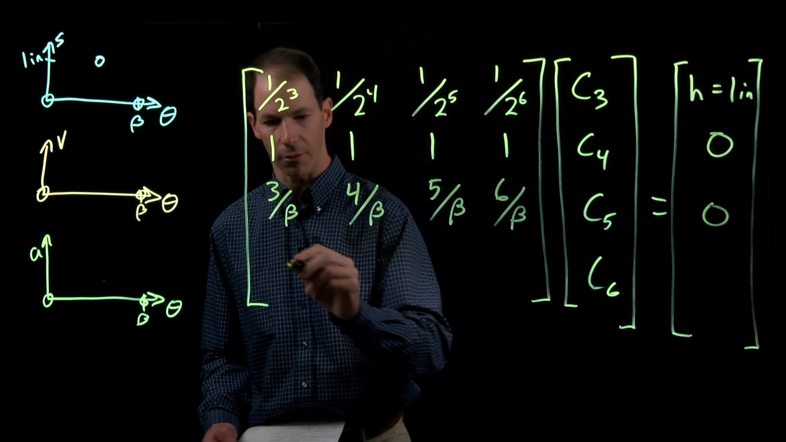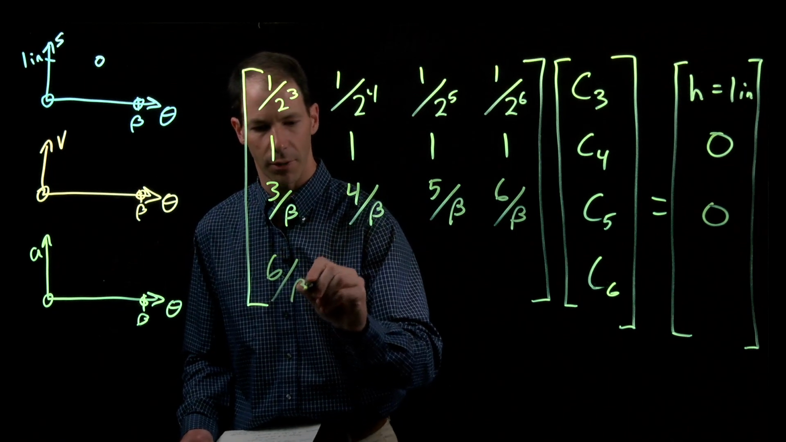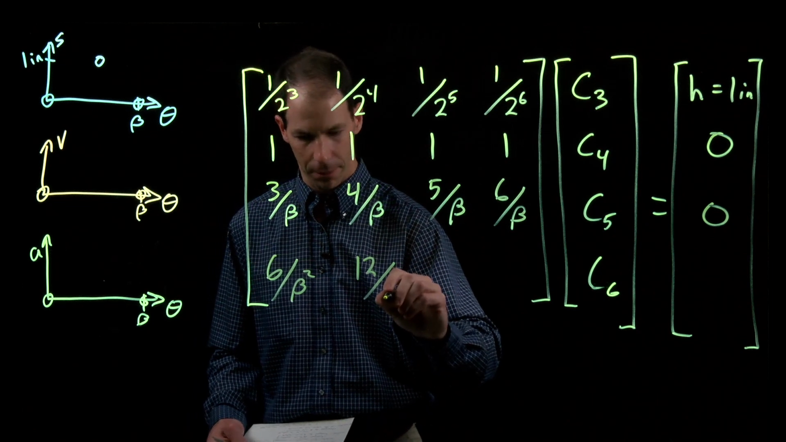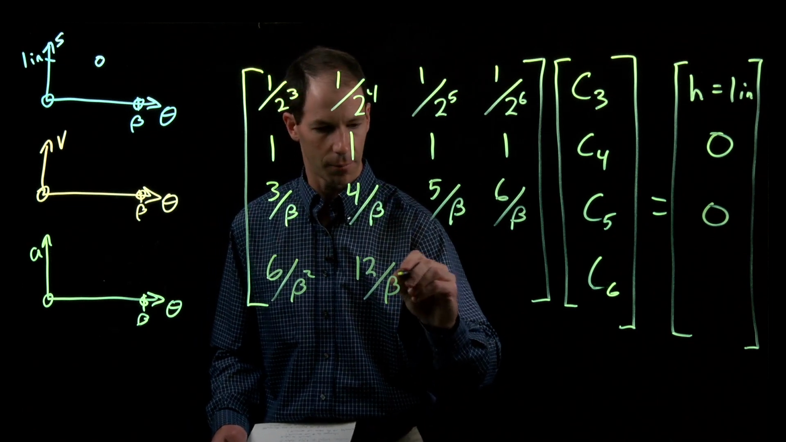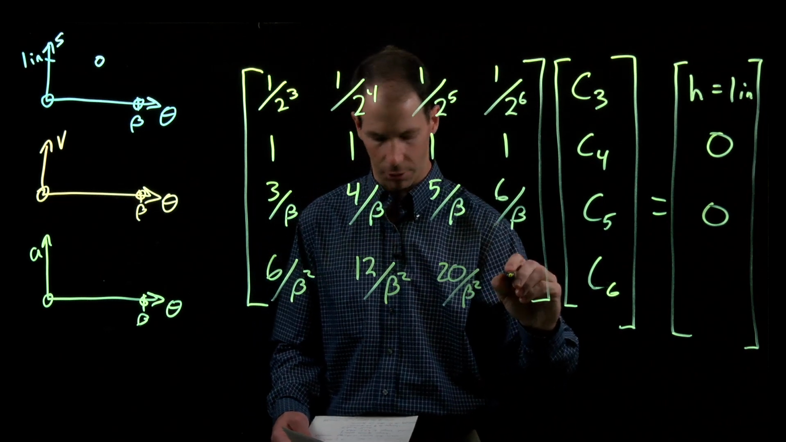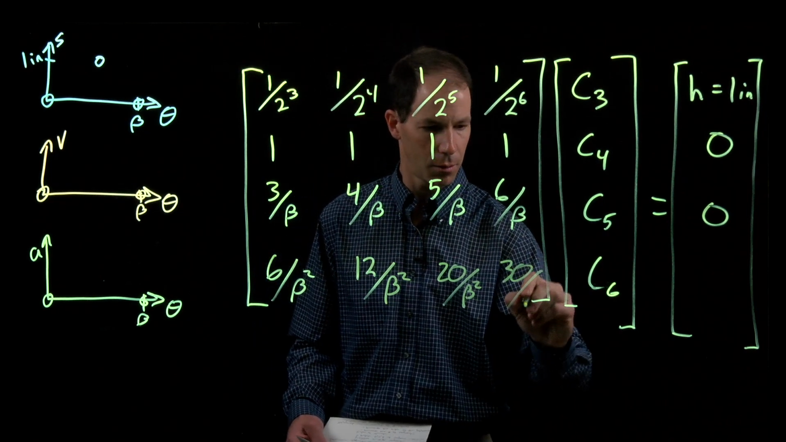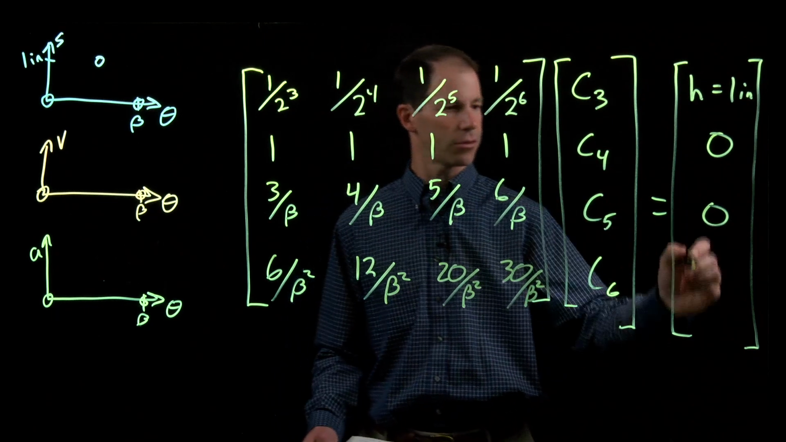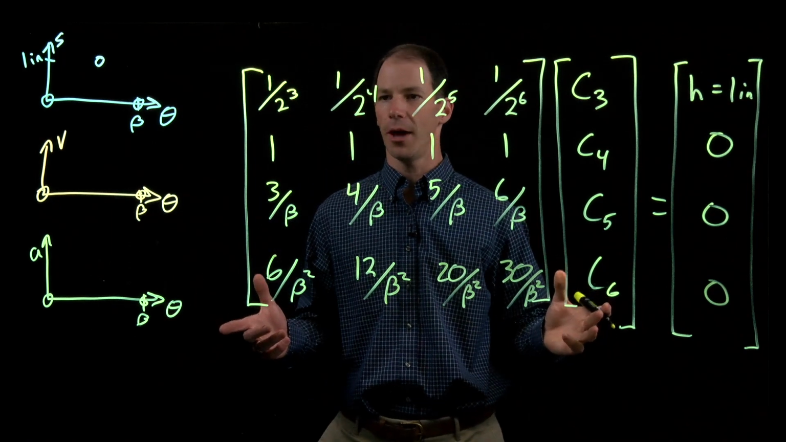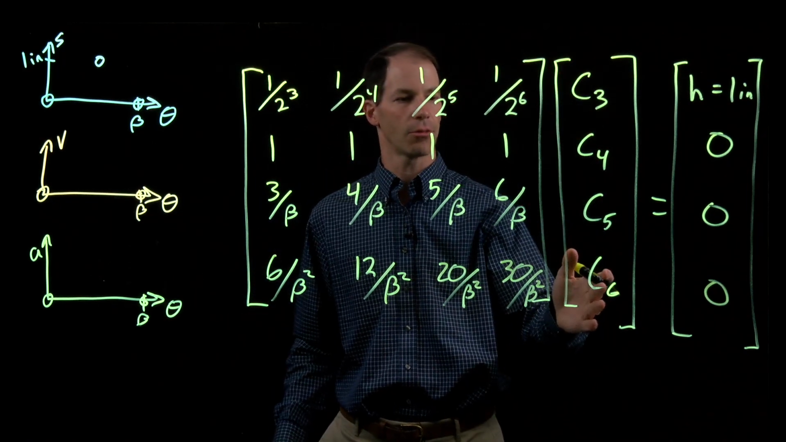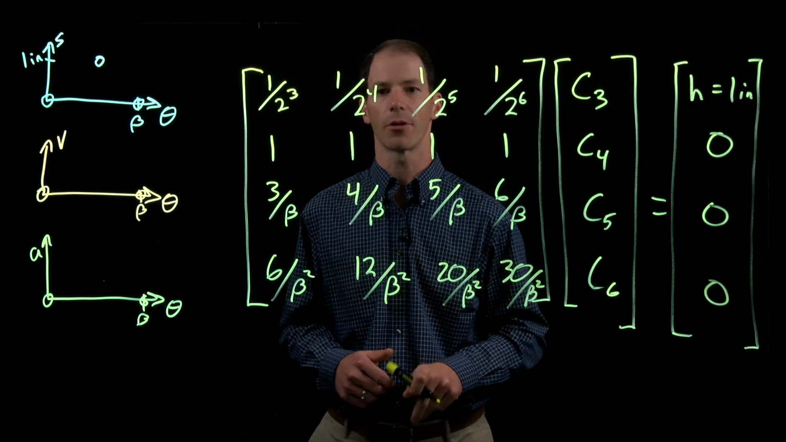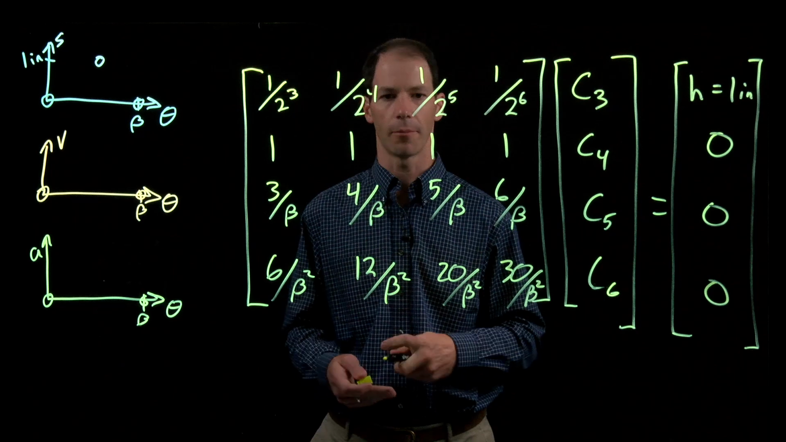Do the same thing for the acceleration. I get 6 over beta squared, and then 12 over beta squared, 20 over beta squared, and 30 over beta squared. Same coefficients and equal to 0 acceleration. So what I'm now going to do is jump to MATLAB, and then I can solve for C3 through C6, and then I can plot what these SVA and J diagrams look like for this polynomial that I'm forming.